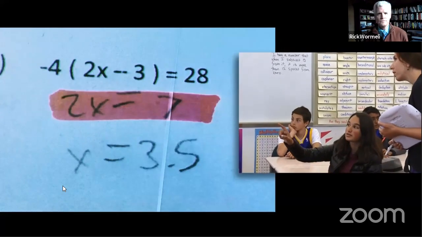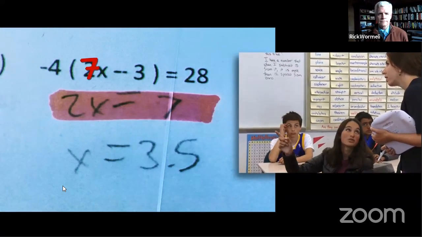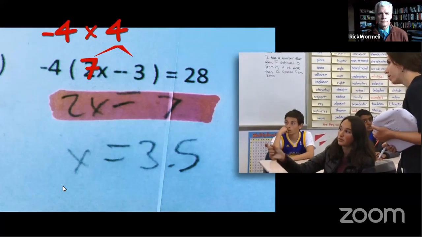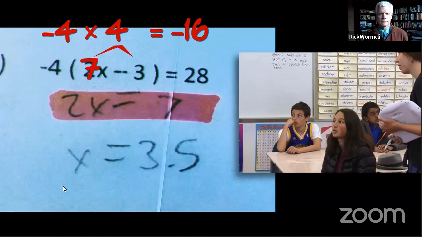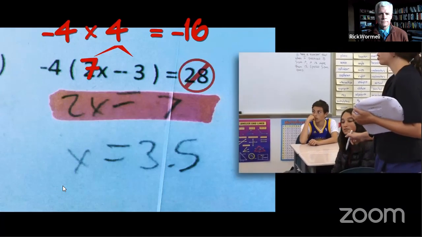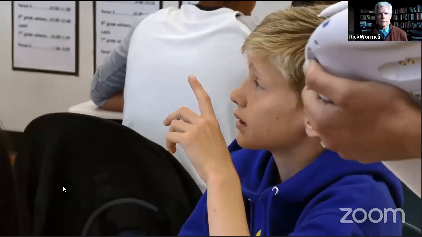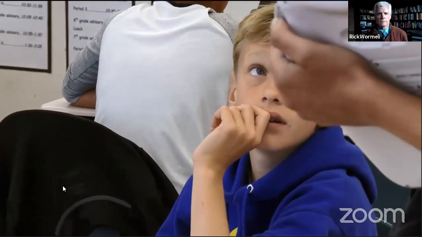If 2x equals 7, then wouldn't it be 7 minus 3, which is 4? But then -4 × 4 = -16, not 28. Beautiful. So it becomes part of the classwork of getting a test back to figure out why they made a mistake in this particular step. So I see that now when I give tests back, they're continuing to learn.